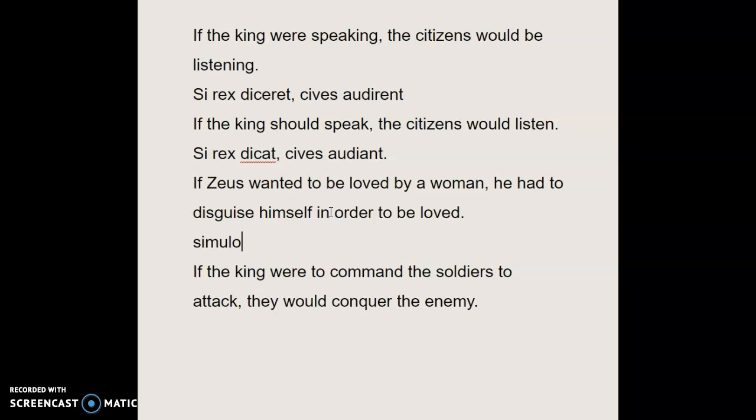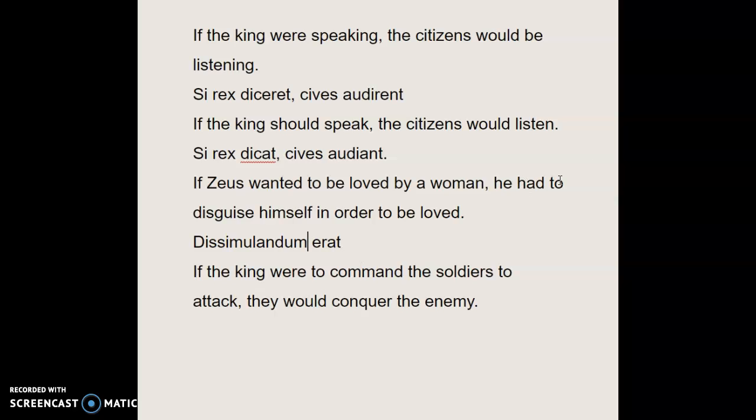Dissimulo means to be dissimilar, or to be disguised. And since we're in an impersonal gerundive construction, we need to make a neuter in the gerundive. So dissimulandum, first declension, and erat. It was necessary to be disguised.